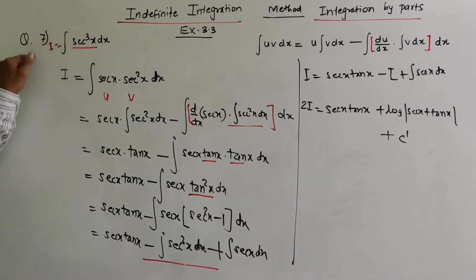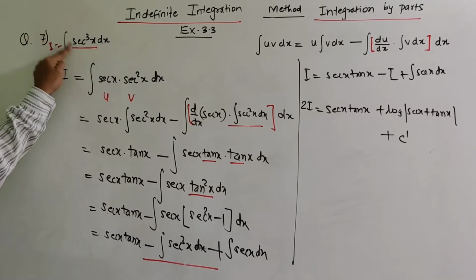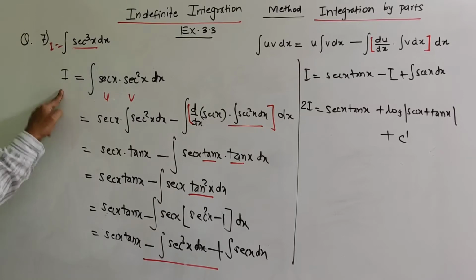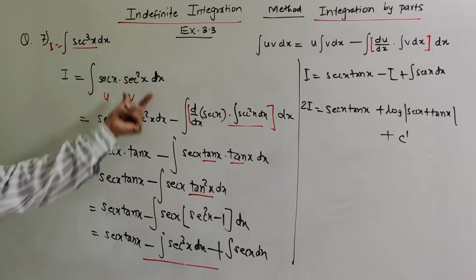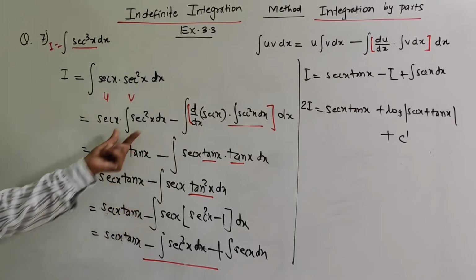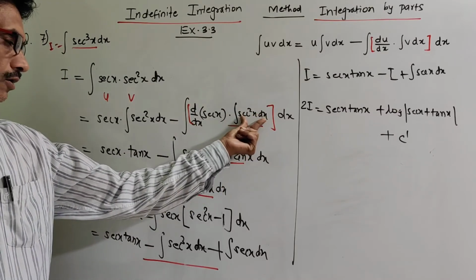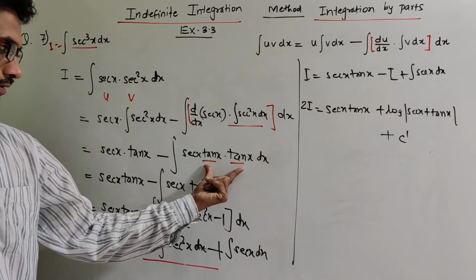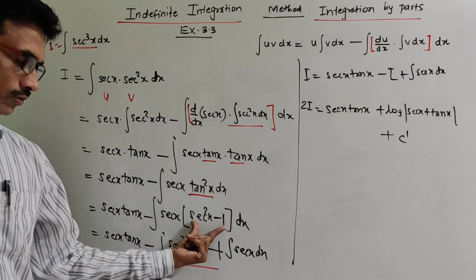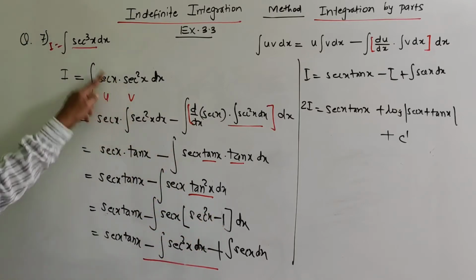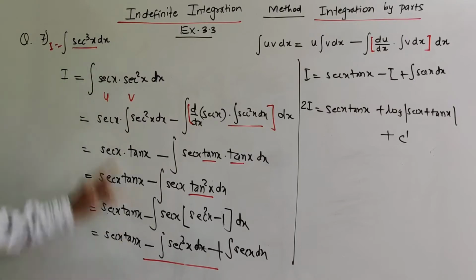Similarly, we can evaluate if instead of sec cube x, there is cosec cube x. So on the same line you can find the answer. Cosec cube will write cosec and cosec square. Integral of cosec square is minus cot, and in place of cot square we will write cosec square minus 1 again. So remember, when it is cosec cube, we follow the same steps.